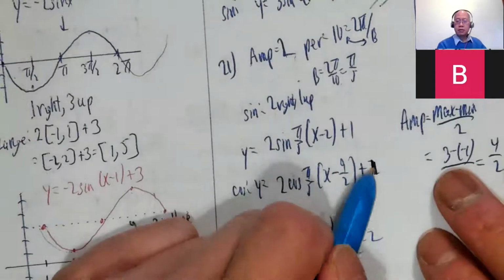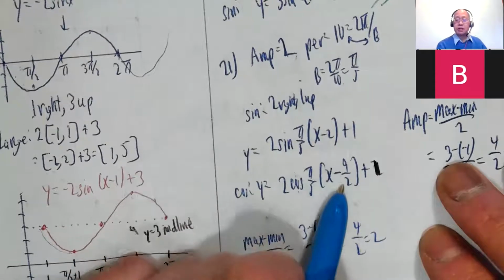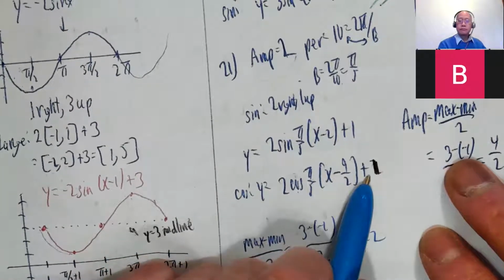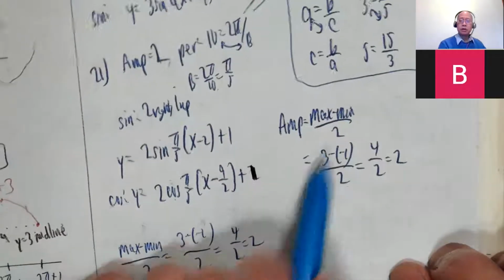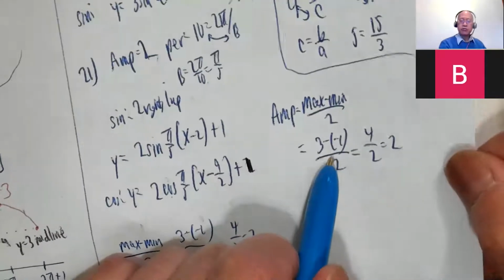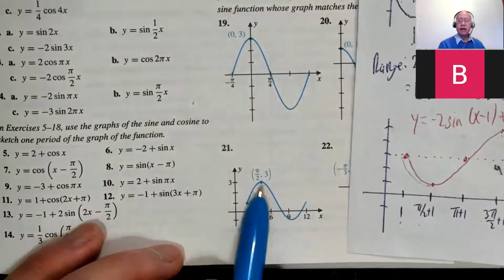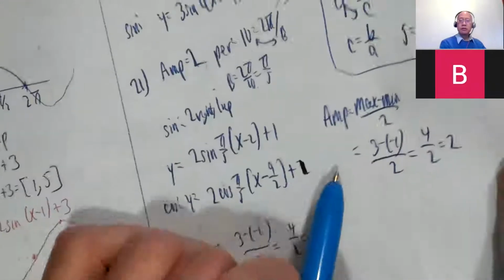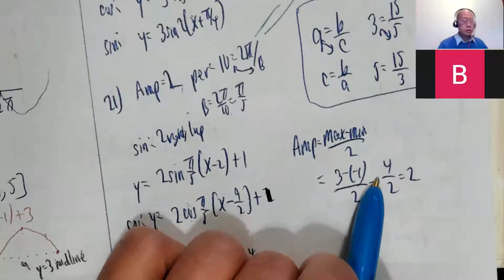And you can see I messed up the first time I did this. So 2 cosine(pi over 5 (x minus 9/2)) plus 1. Okay, and the amplitude is maximum minus minimum divided by 2. So 3 minus a minus 1. Maximum is 3, minimum is -1. 3 minus a minus 1 is 4, divided by 2 is 2. So that's what we have over here.